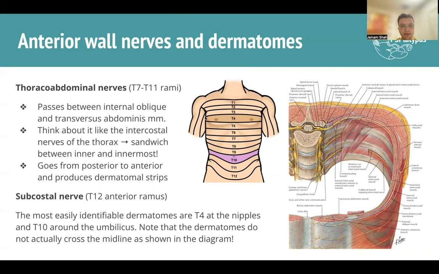So very straightforward compared to everywhere else in the body. It just goes T1, T2, T3, all the way down to T11, T12. The easiest ones to remember are the level of the nipple, which is T4, and the level of the umbilicus, which is T10. And I've just added the subcostal nerve because it's kind of different to the thoracoabdominal nerves in the sense that it's a bit larger, but it's essentially the same thing. It's just going to provide you with the T12 anterior ramus nerve.